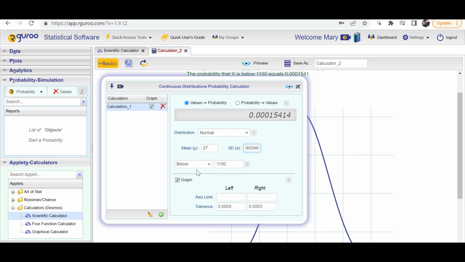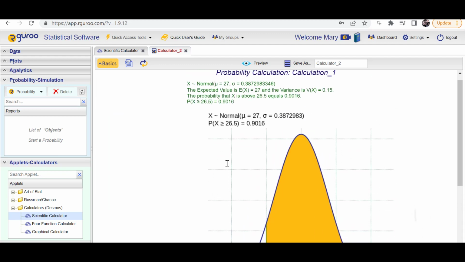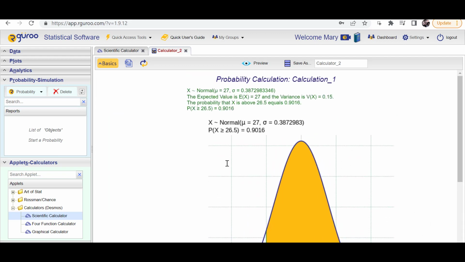And then we're doing above, what are we doing? Above 26.5. And we can see above 26.5, it has a probability of 0.9016.